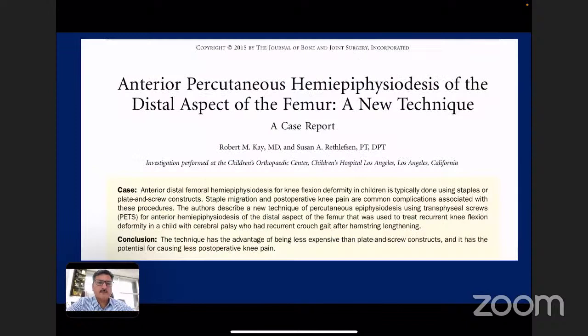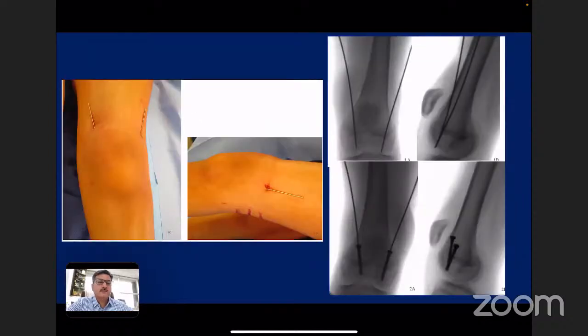So this is a paper which was published in JBJS in the year 2015. This was done by Children's Orthopaedic Hospital, Los Angeles, California. Anterior percutaneous hemiepiphysiodesis of the distal aspect of the femur. This was the technique which was described. These are the images from the paper itself.